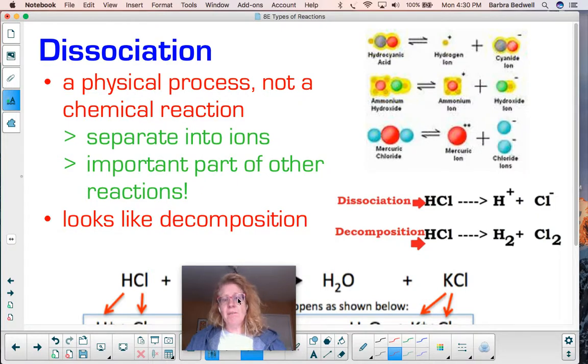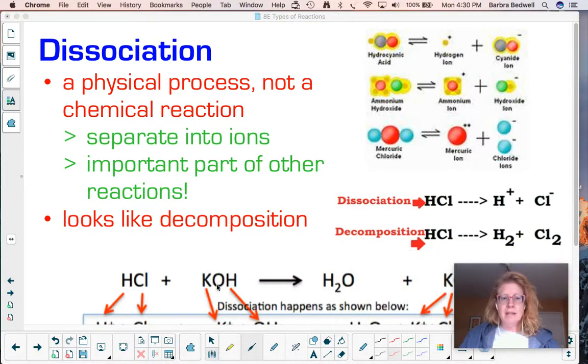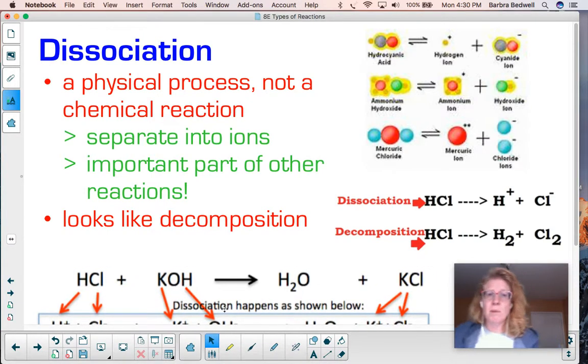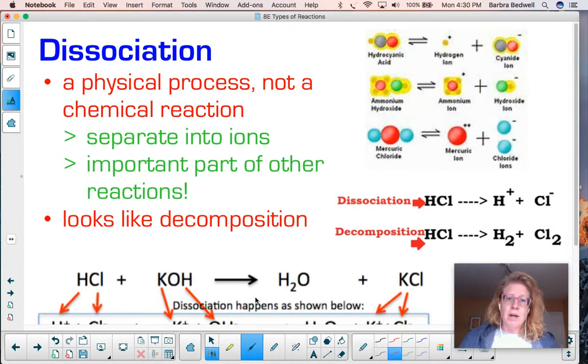Last two bonus types of reactions here I want to mention, just because they are kind of important in the context that we're doing. So number one is the type of reaction that's not really a reaction, that's called dissociation. Dissociation is literally the technical term for salts dissolving in water. It looks like a chemical equation, and you can write it like a chemical equation. But really what you're doing is just separating something into ions. Dissociation is the balanced equation for when something dissolves.